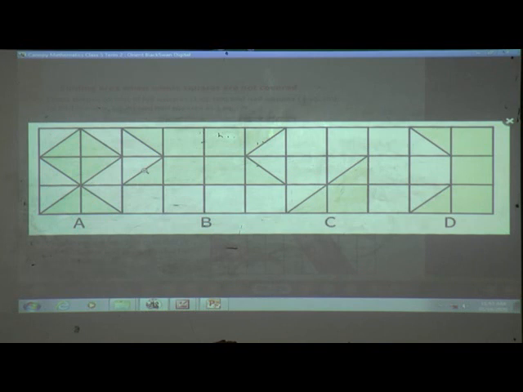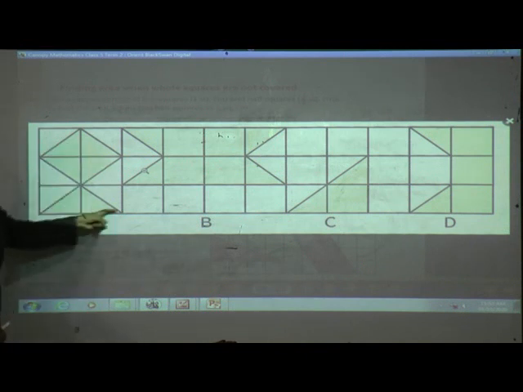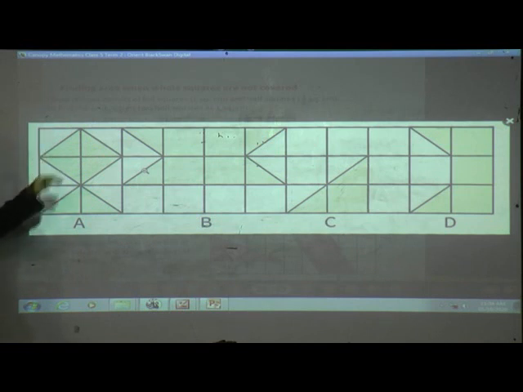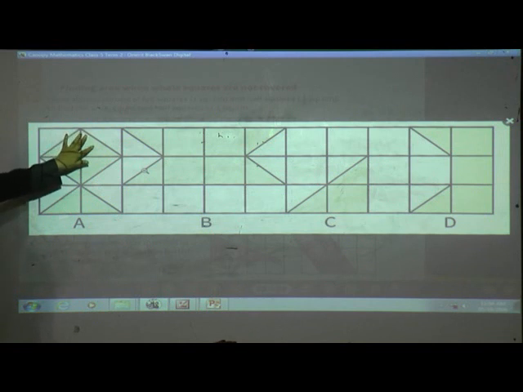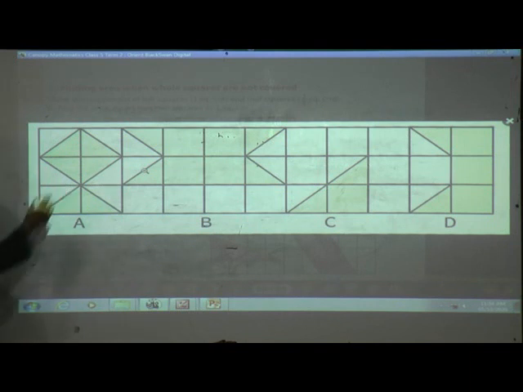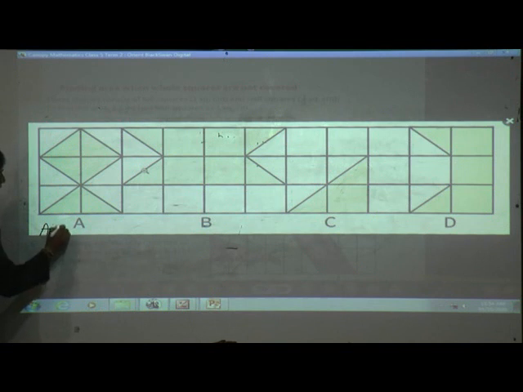So A is made up of 6 half squares. How? See, this is a figure, and this one is made up of 6 half squares. How? 1, 2, 3, 4, 5, 6. Its shaded parts are 6 half squares, and therefore the area of A is equal to 3 square centimeter.